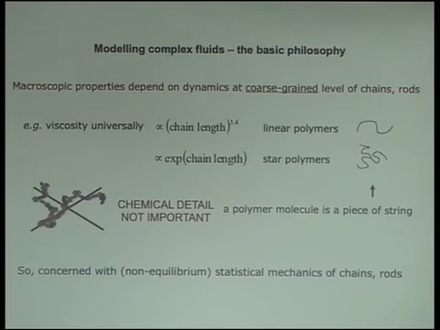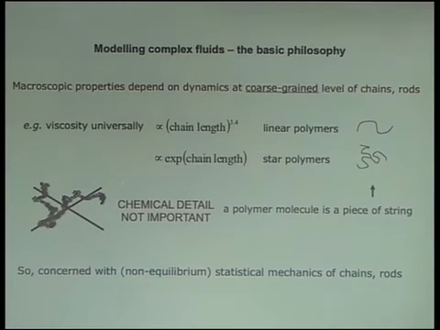and again, I think the next 2 or 3 slides are very introductory for most people here. But the basic philosophy here in modelling this is that the macroscopic flow properties on the length scales that we're interested in depend only on the dynamics at the coarse-grained level of, for example, long chain-like polymer molecules, independent of the chemical detail, for example, of whether we've got polyisoprene or polybutadiene.